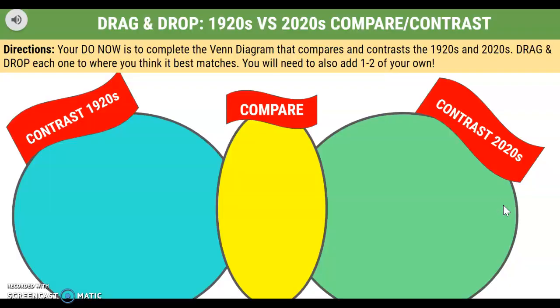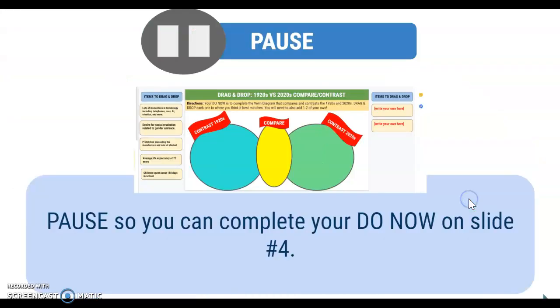For our do now for today, we're going to start with a drag and drop on the 1920s versus the 2020s using a Venn diagram. Your do now is to complete the Venn diagram that compares and contrasts the 1920s and the 2020s. Drag and drop each one where you think it best matches. You will also need to add 1 to 2 of your own. Go ahead and pause the video here so you can complete your do now on slide 4.